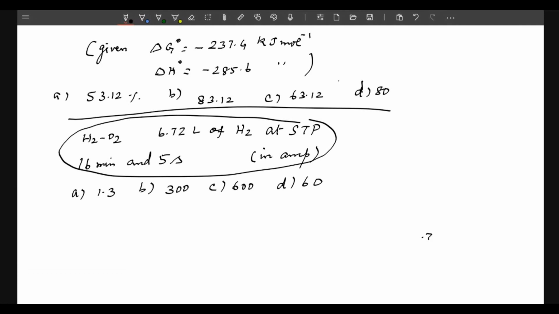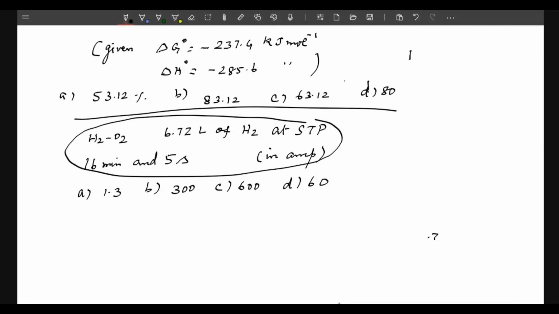Please take down one question and you can give the answer for this. Sacrificial protection of iron is provided by the metals like option A, silver, aluminium; option B, copper, zinc; option C, zinc, magnesium; D, all the above.